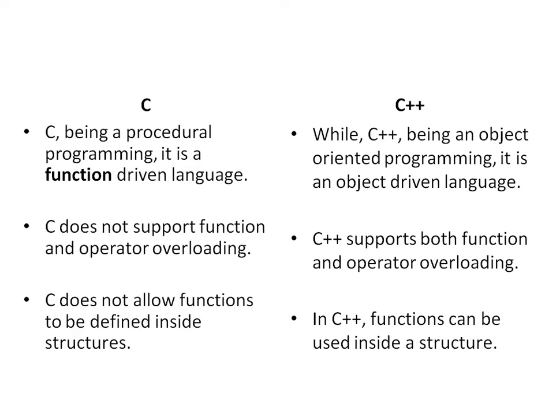C, being a procedural programming, is a function-driven language. C does not support function and operator overloading. C does not allow functions to be defined inside structures. While C++, being an object-oriented programming, is an object-driven language. C++ supports both function and operator overloading. In C++, functions can be used inside a structure.